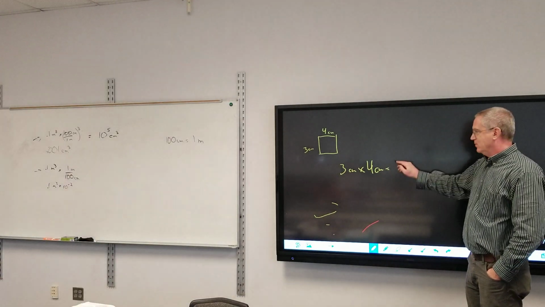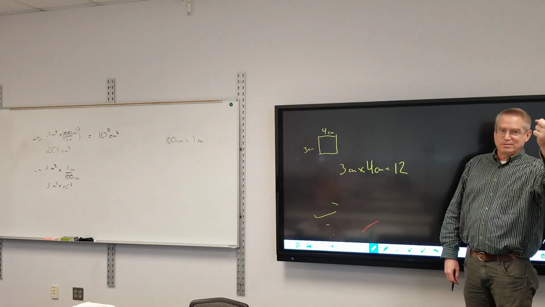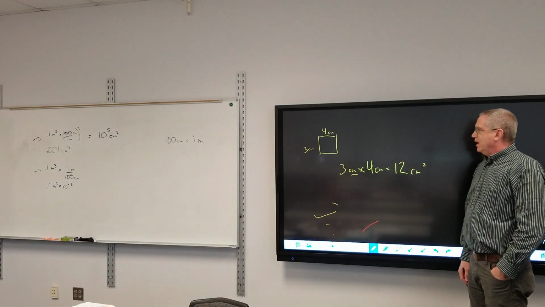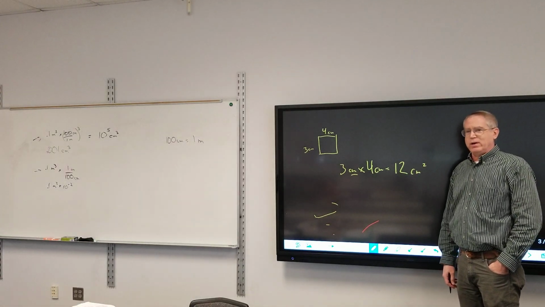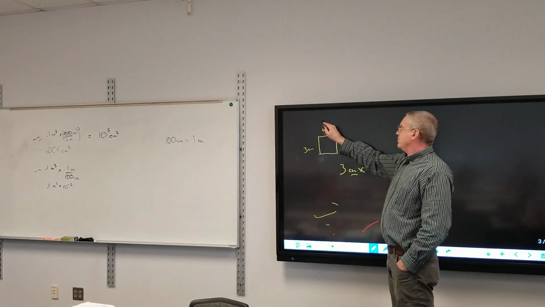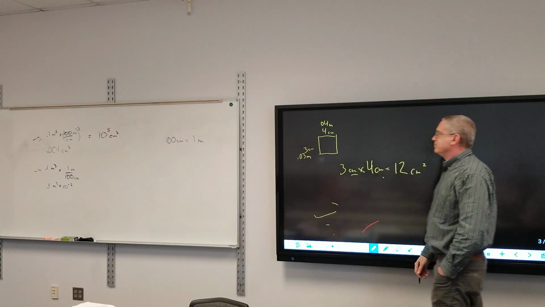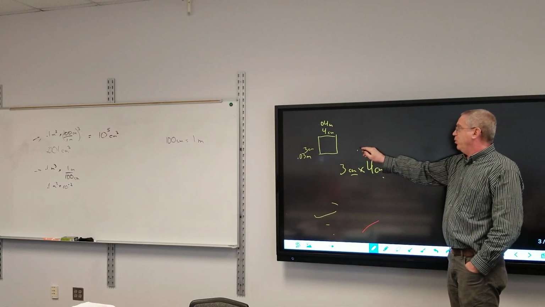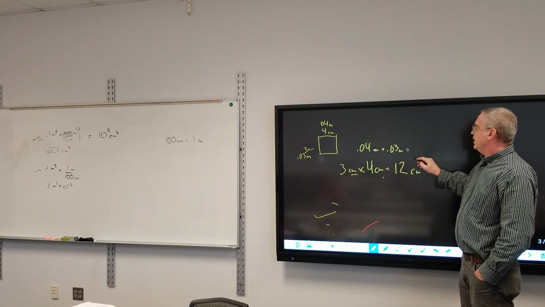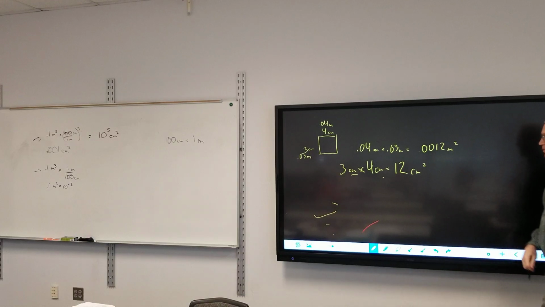So my area is 3 centimeters times 4 centimeters. Now the math part: 12. But I'm not done yet. Centimeter squared. Don't forget the square, because I got 2 of them there. If I converted it into meters squared, I could do it similar to what we did over there, or I can convert each one separately, so this is 0.04 meters, 0.03 meters. Now multiply 0.04 meters times 0.03 meters, and I get 0.0012 meters squared.